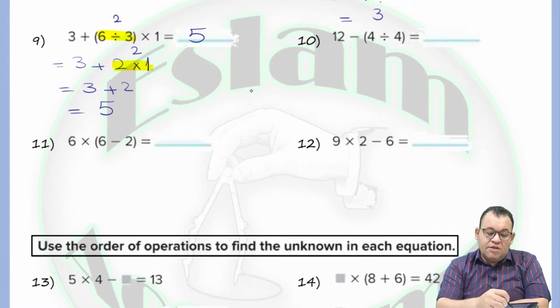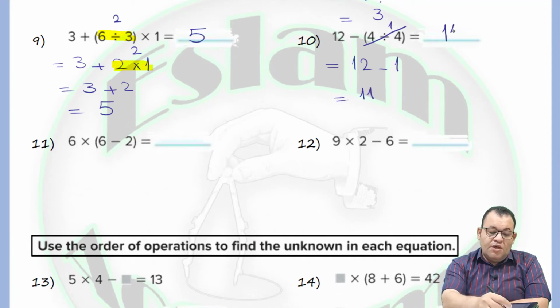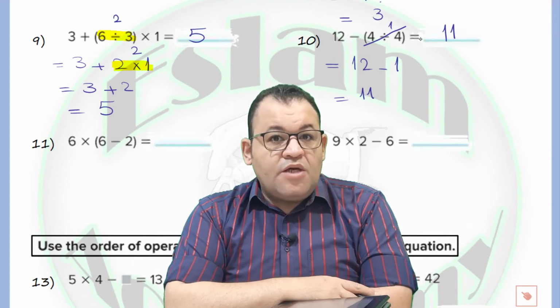In question number 10, 12 minus 4 divided by 4. We have a parenthesis, so we'll solve it first. 4 divided by 4 will be equal to 1. 12 minus 1 will be equal to 11. So the answer now will be 11. And that's how we can solve the order of operations.